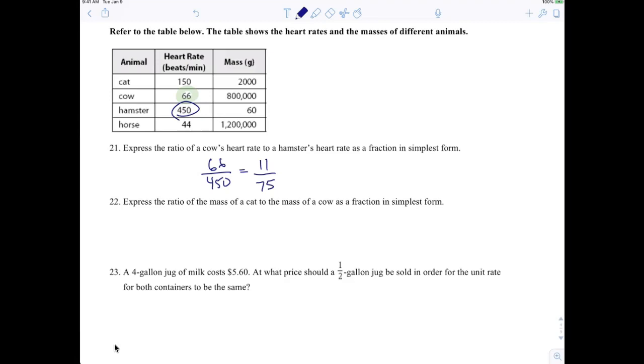Everybody good on this? All right, now I think as we go on now, express the ratio of the mass of a cat, which is 2,000, to the mass of a cow, which is what?